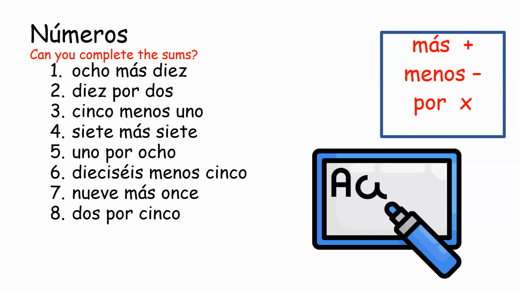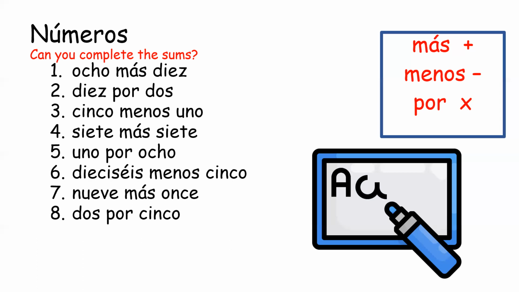Okay, let's check those answers. Number 1, 8 más 10, 8 plus 10, 18. Number 2, 10 por 2, 10 times 2. That gives us 20. Number 3, 5 menos 1, 5 minus 1 gives us 4. Number 4, número 4, 7 más 7, 7 plus 7 gives us 14. Number 5, 1 por 8, 1 times 8, 8.